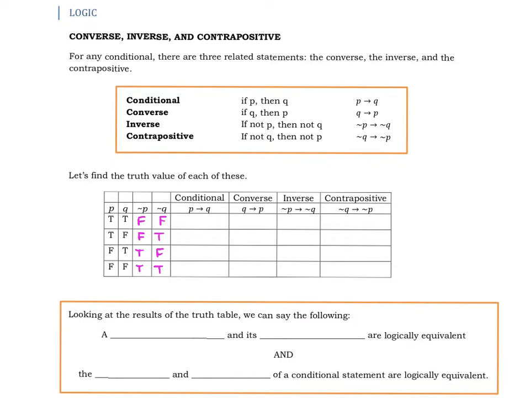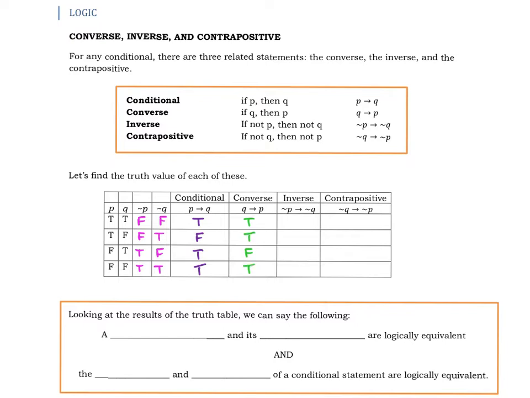So using column P and column Q, the only time an if then is false is if we have an if true, then false. So that means that only the second one is false. And again, that should be old hat by now. We've done that a bunch of times. Going over to the converse, if Q, then P. So we're going to look at the if Q column, then P. So we have if true, then false would be false. So this one is false. All the rest are trues.